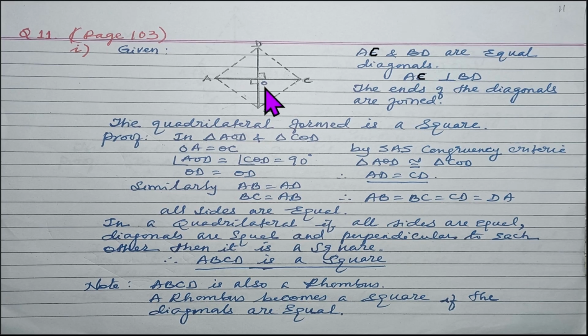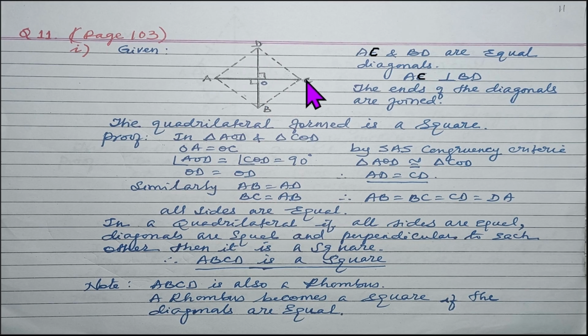So let us understand this. Now in triangle AOD and triangle COD, we know that OA and OC are equal, because we are given that AC and BD are equal diagonals and they are perpendicular to each other. Therefore OA must be equal to OC, and angle AOD is definitely 90 degrees. AOD is 90 degrees and COD is also 90 degrees, and OD is common to both. That means we have got SAS congruence criteria.